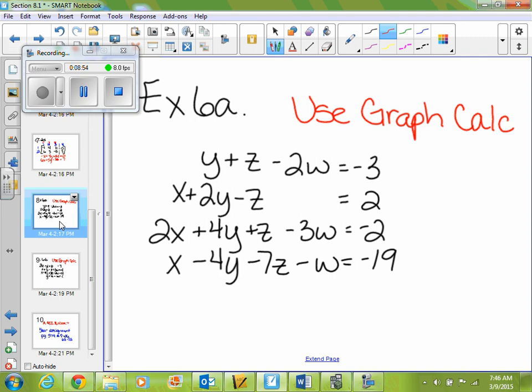Like I said, we're going to actually solve some systems of equations using our matrices. So I'm given y plus z minus 2w equals -3, x plus 2y minus z equals 2, 2x plus 4y plus z minus 3w equals -2, and x minus 4y minus 7z minus w equals -19. Now in our last unit, you guys solved those using Gaussian elimination. Today we're going to use our graphing calculator and use matrices to solve them.